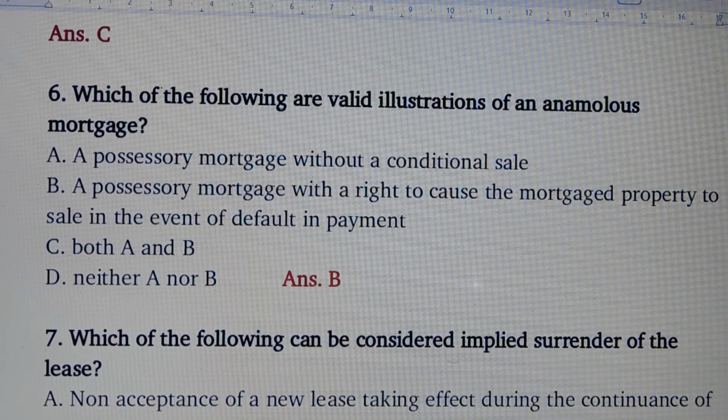Question number 6. Which of the following are valid illustration of an anomalous mortgage? Answer is option number B, a possessory mortgage with a right to cause the mortgage property to sell in the event of default in payment.